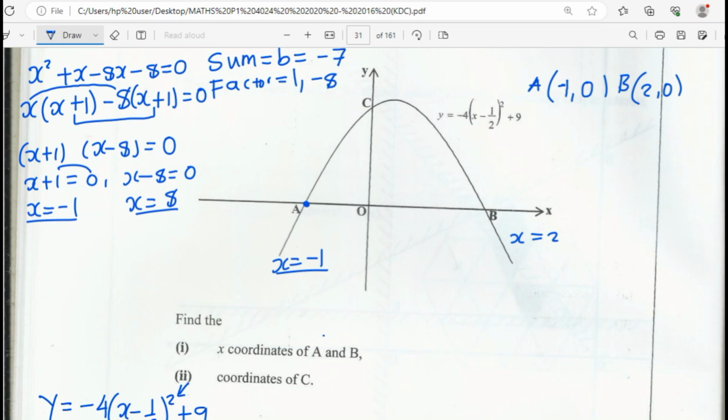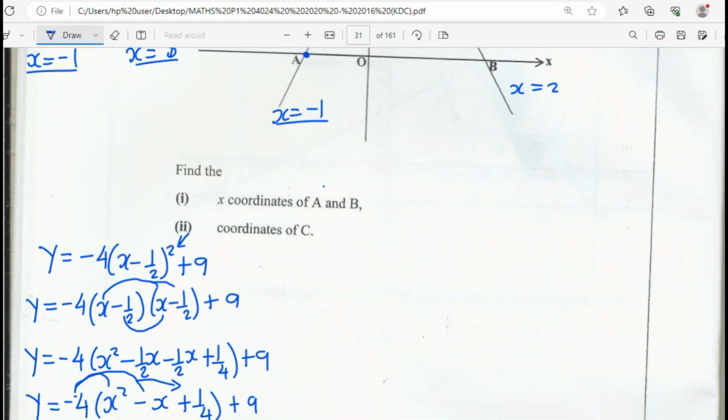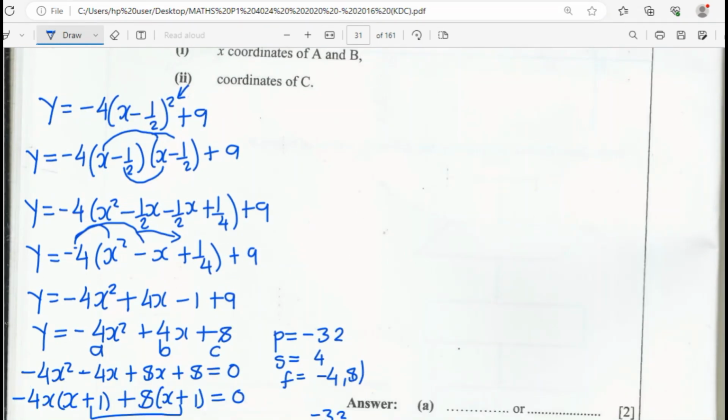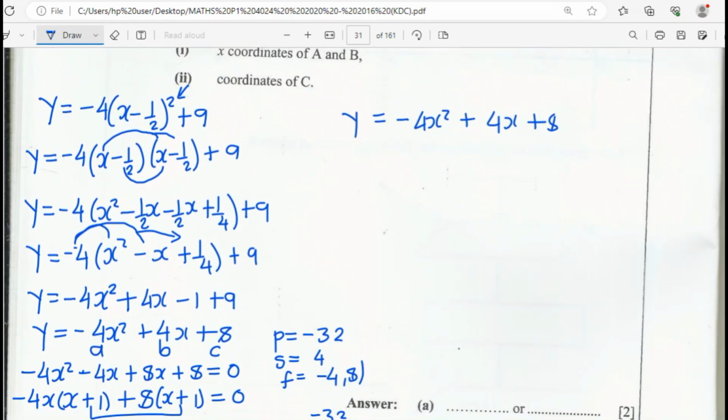Then the coordinates of c. c is just the intersection, the y-intercept. So how do we find the y-intercept? Let's go to our original equation. The original equation is this one, y is equal to negative 4x squared plus 4x plus 8. Whenever you are solving for this, where there is x, you put 0.